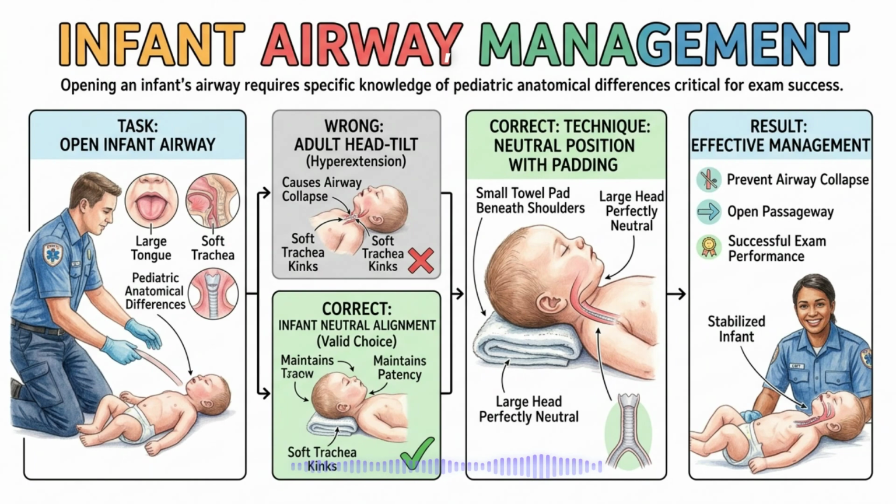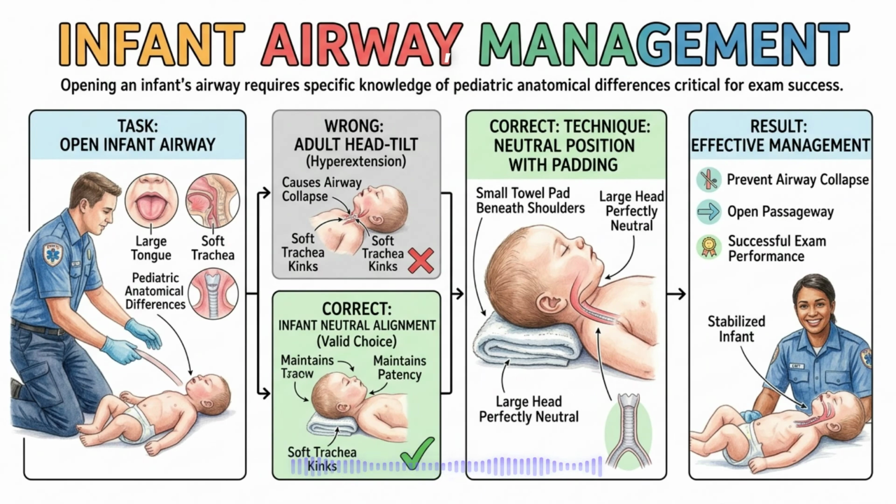As you prepare for the exam, you must remember that pediatric airways are not just small adult airways. They have unique anatomical differences that change how you manage them. Children have proportionately larger tongues that easily block the airway. Their tracheas are softer and can collapse if you tilt the head back too far. And they rely heavily on their diaphragm to breathe.